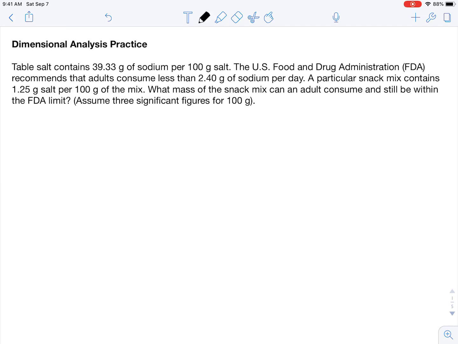Dimensional analysis practice. Table salt contains 39.33 grams of sodium per 100 grams salt. The U.S. Food and Drug Administration recommends that adults consume less than 2.40 grams of sodium per day. A particular snack mix contains 1.25 grams salt per 100 grams of the mix. What mass of the snack mix can an adult consume and still be within the FDA limit? Assume 3 significant figures for 100 grams.